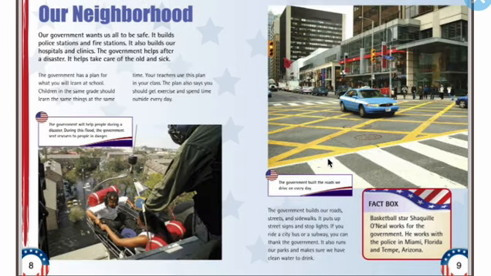So, our neighborhood. Our government wants us all to be safe. It builds police stations, fire stations. It also builds hospitals and clinics. The government helps after a disaster. It helps to take care of the old and the sick.